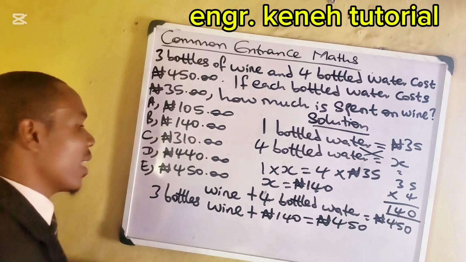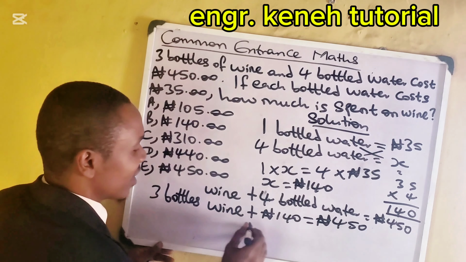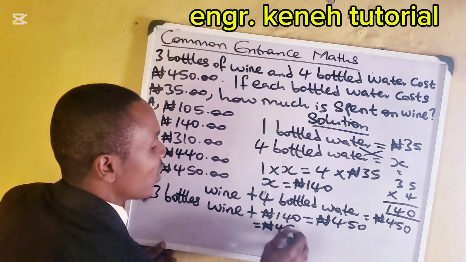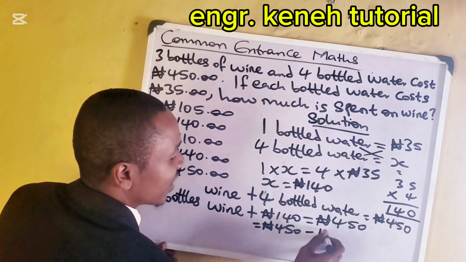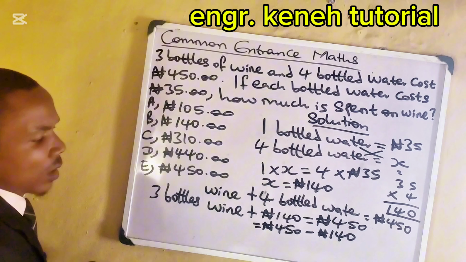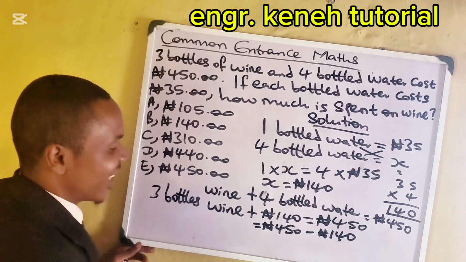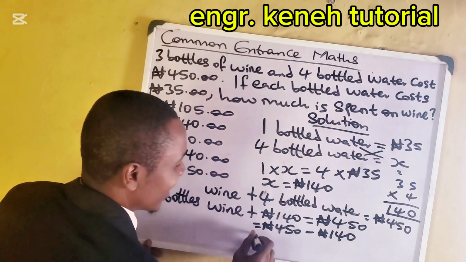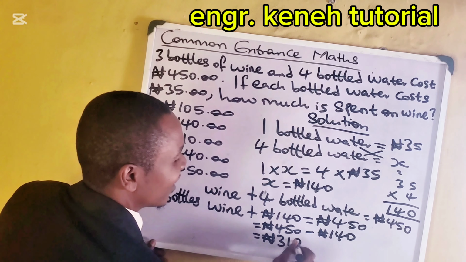Is it clear? So this one is plus sign. Crossing over here should be what? Minus. So when this crosses over, it will become what? Minus. Can you see the plus sign crossing over here? It will become minus like this. So you do 450 minus 140. That will give us 310. We have this to be 310 naira.